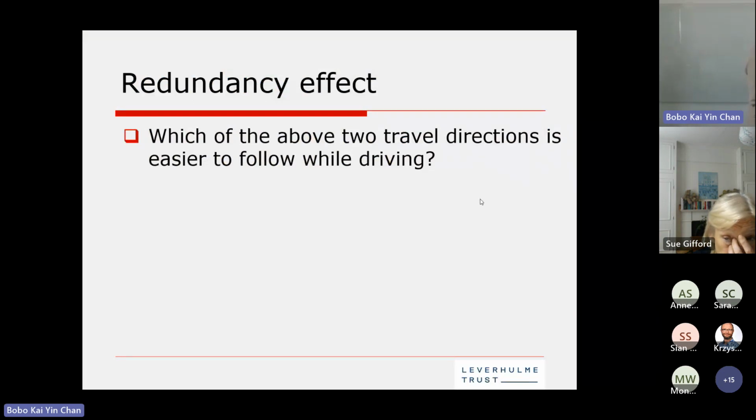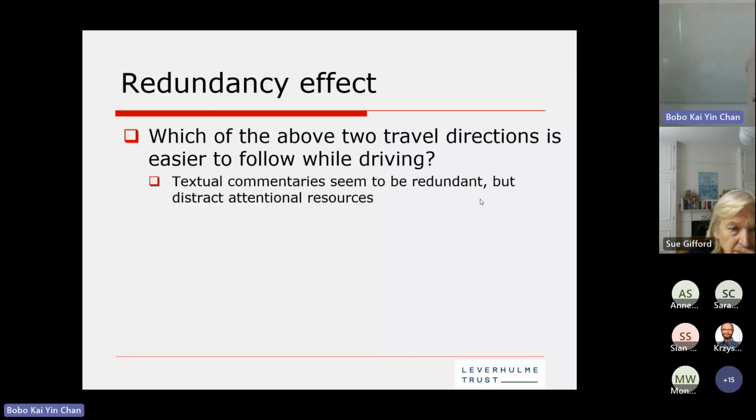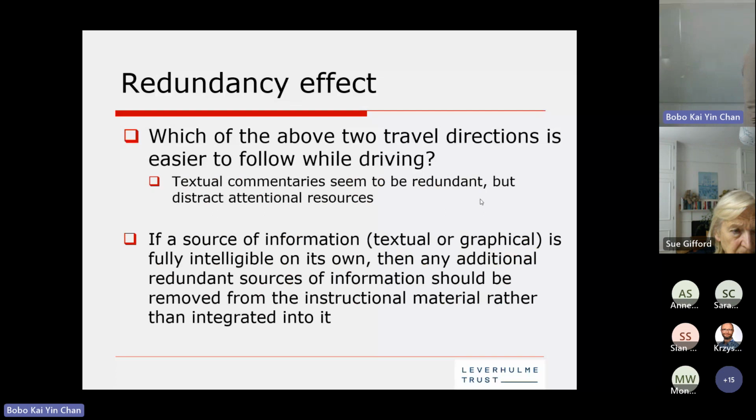Out of those two, probably the one without any explanations would be more useful and easier to use. All these textual commentaries would be redundant. So we're talking about redundancy here. If something is intelligible on its own, like that diagram only, without any text, then we probably should use that source of information only, and not add anything else that would increase working memory load in this case. It's not just innocent, like it's okay, so it wouldn't be harmful.